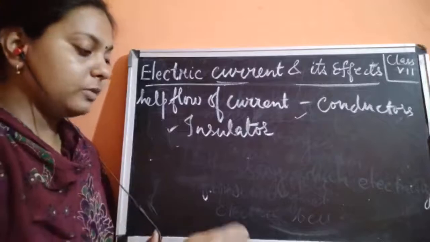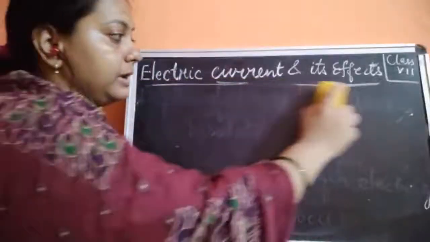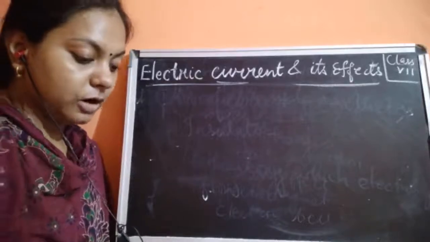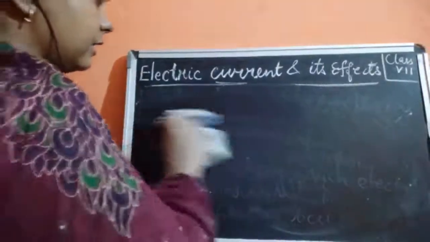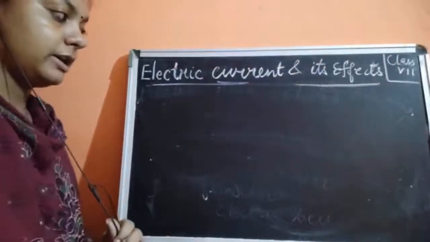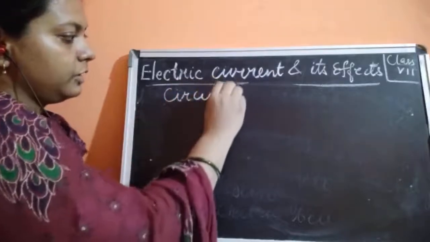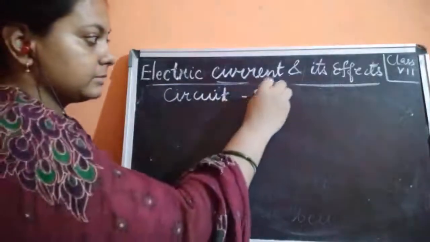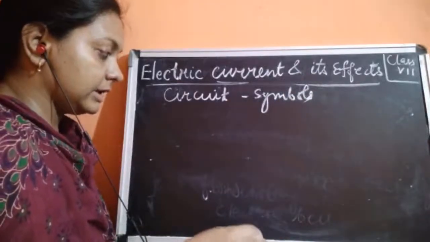Now we will study some more advanced things here in class 7, that is, how a circuit is made with the help of short forms. As we have studied short forms before, children, so here also I am going to give you some short forms for the electric circuit. How is this electric circuit going to be drawn with the help of the shortcuts? So we'll first discuss the circuit. What do you mean by a circuit? I just told you, and now we will study the symbols.